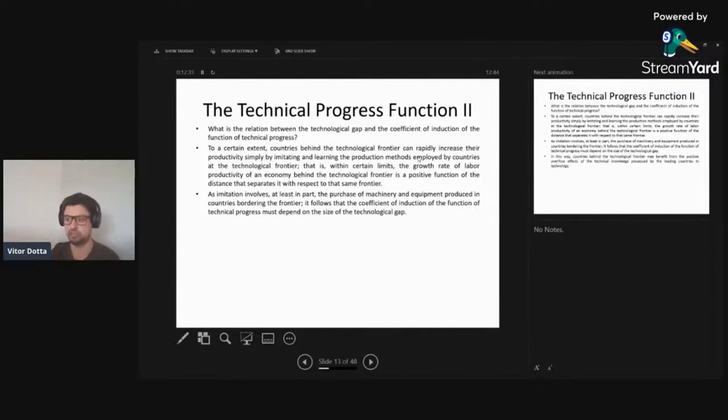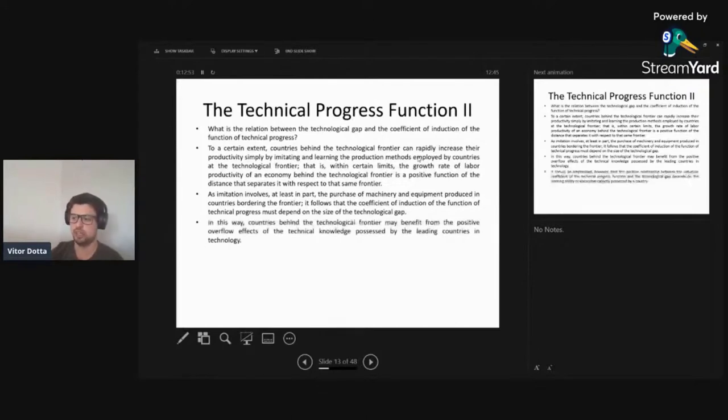As imitation involves, at least in part, the purchase of machinery and equipment from countries bordering the frontier, it follows that the function of technical progress must depend on the size of the technological gap. In this way, countries behind the technological frontier may benefit from the positive overflow of technological knowledge possessed by the leading countries at the frontier of the technology.